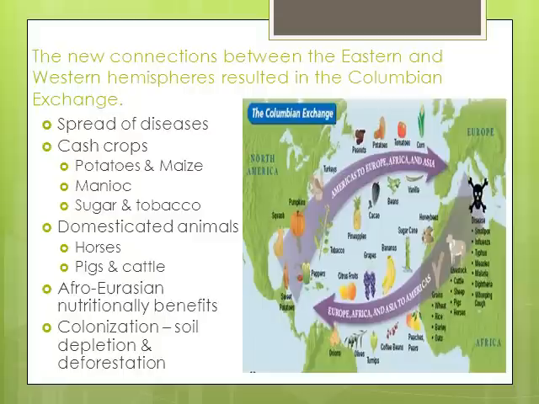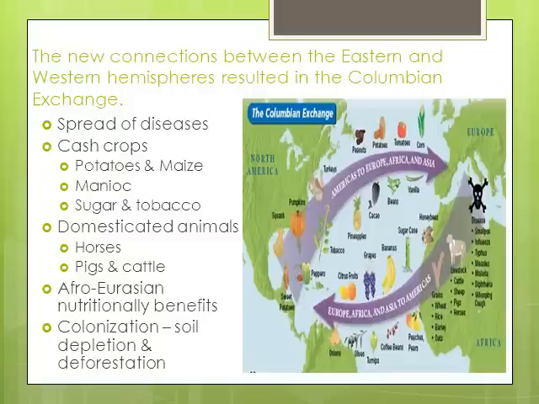We have obviously the increase of these crops. We have this idea of cash crops, which means that the Americas are producing all this food, which means that the Europeans are taking advantage of it economically, and as well socially, we have the growth of populations, which is going to eventually lead to industrialization.